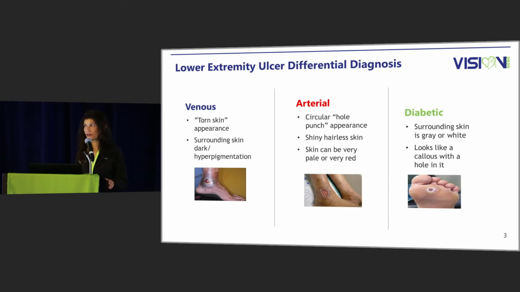Everybody in this room has seen this picture a million times, right? The venous ulcer, typical medial malleolus, torn skin appearance, hyperpigmentation. The arterial, typically punched out lesion, hairless, shiny skin, lateral malleolus, and the diabetic is on a pressure point, looks like a callus with a hole in it.